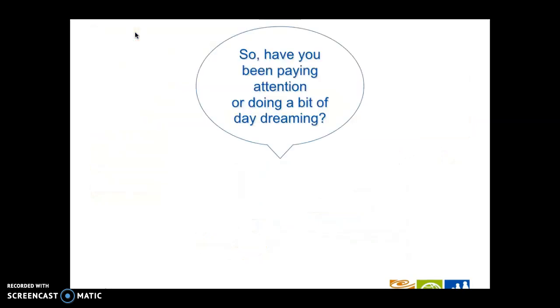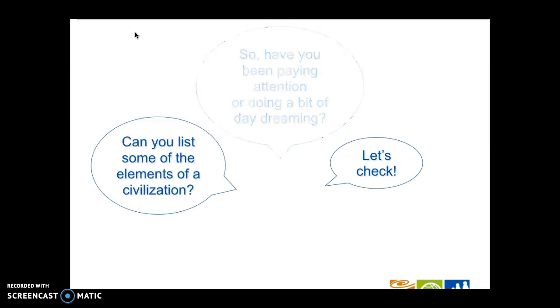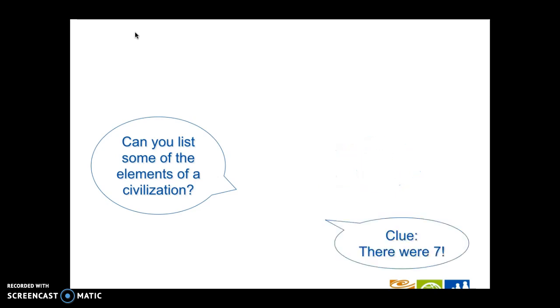Okay, so let's measure how well you've been paying attention versus how much you've just been drifting off. Can you go ahead and cover up your paper? Don't look at it. Can you recall the elements of a civilization? And here's your clue. There's 7 of them. All right, so why don't I give you 10 seconds?